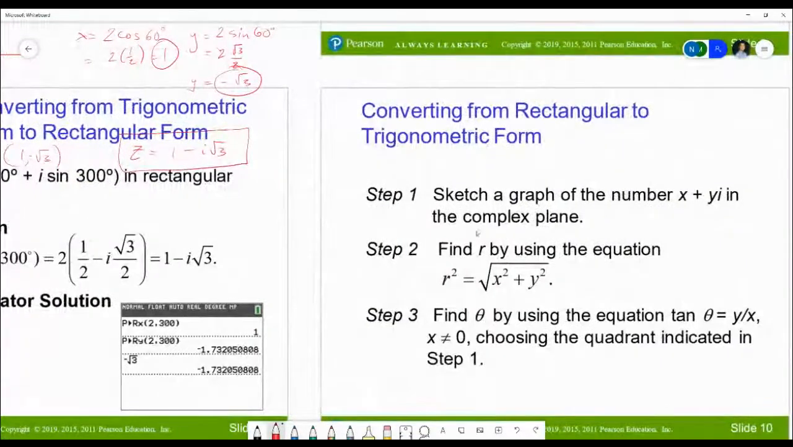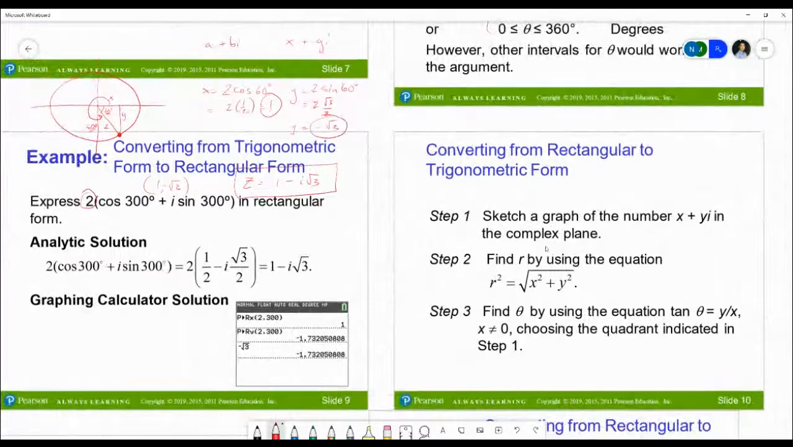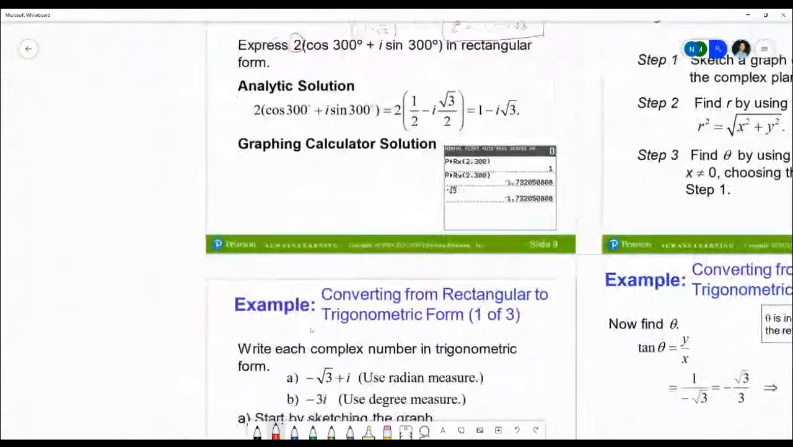Okay, so again here, I'm just showing you basically the steps. We're going to sketch it, which we did, and then we're going to find r, and then we find theta. Okay, so let's practice.